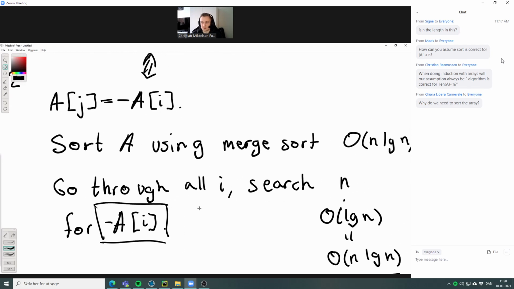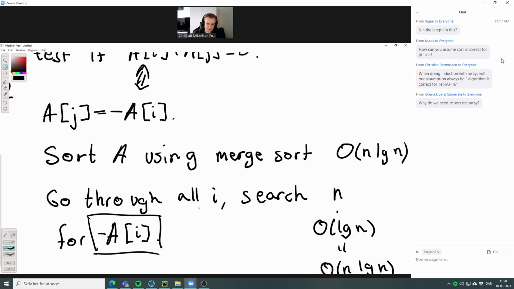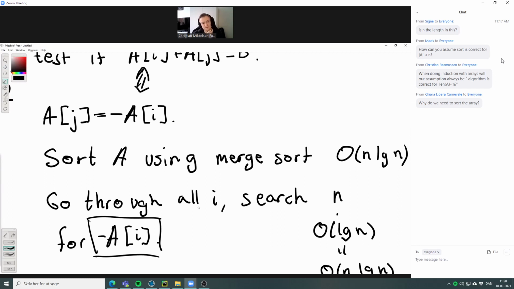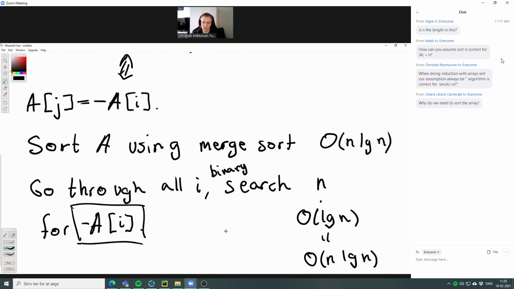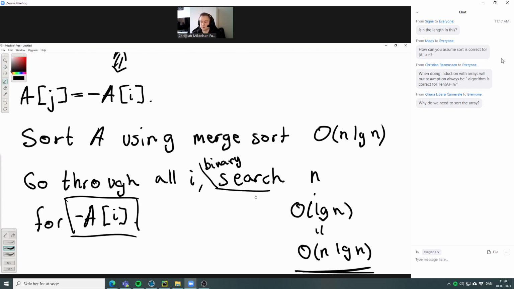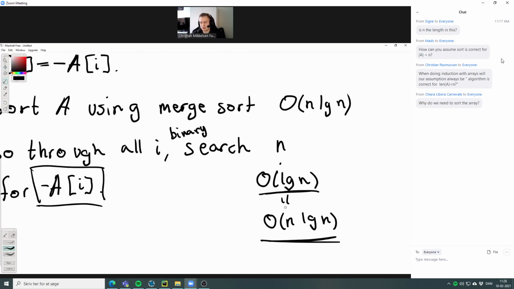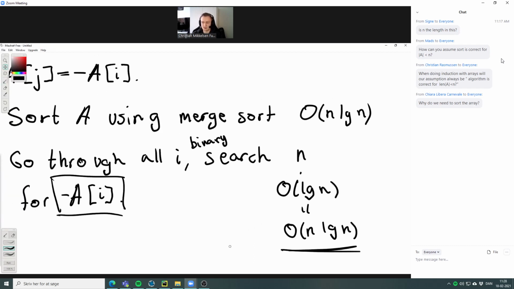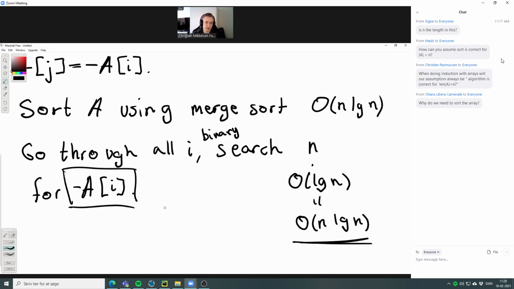Why do we need to sort the array? Well, if we use a binary search, the array has to be sorted. That is basically the requirement to use binary search. So I can just write that here, binary. Because otherwise it would run in linear time, right? Because we use binary search, we can get it in log n time for a single search. Okay, any questions so far?